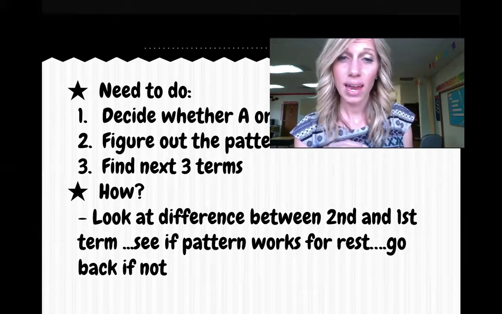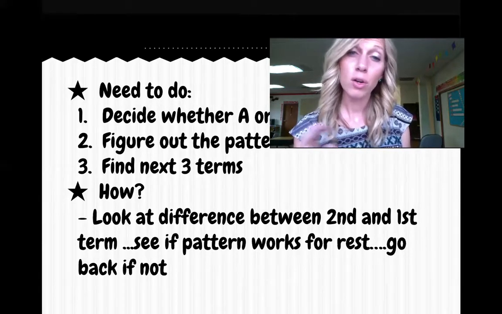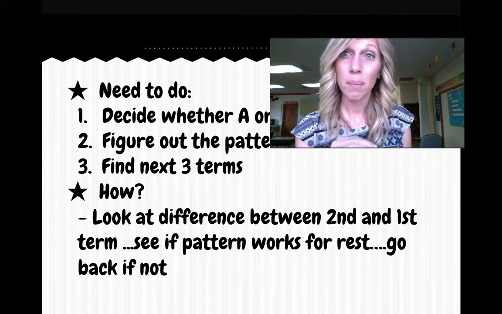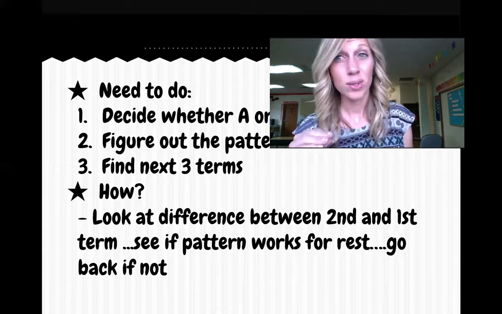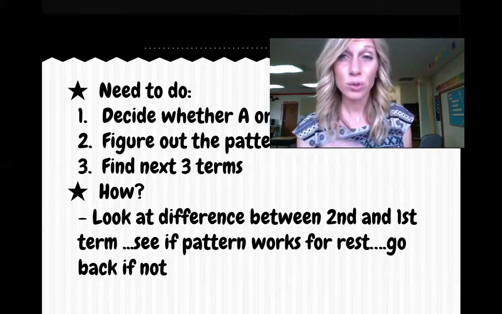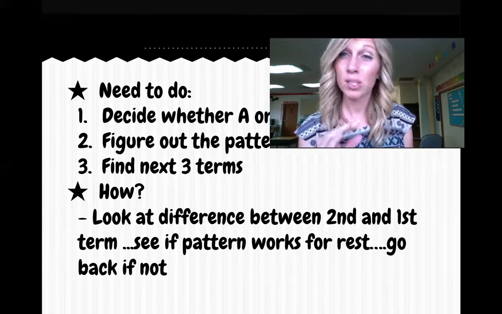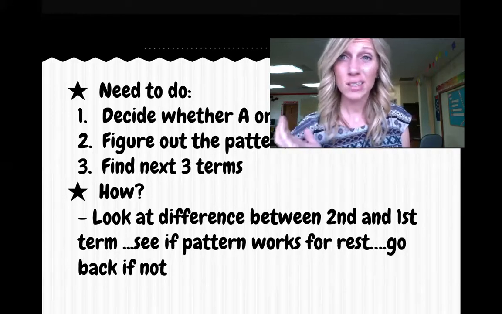And once you figure that out, try that for the third number. Did it work to add that same number? And if it didn't, then you go back and try again with a multiplying number. What times your first number gives you your second number? And then you try that on the third one. And if that works, great. If not, the answer might be neither.